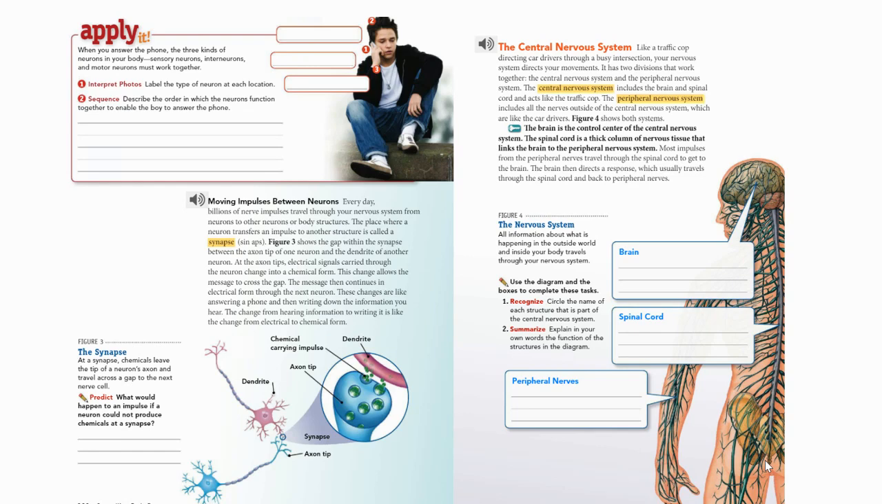neuron. At the axon tips, electrical signals carried through the neuron change into a chemical, right? This is very important. This change allows the message to cross the gap. This message then continues in electrical form through the next neuron. These changes are like answering a phone, writing down the information you hear. The change from hearing information to writing is like the change from electrical to chemical.